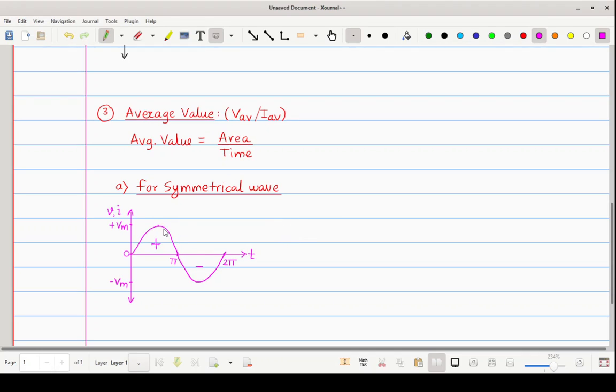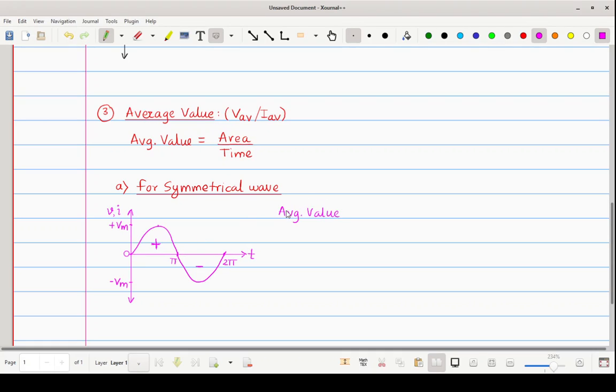So friends, you have to remember one thing. If you have a symmetrical waveform, you have to calculate the average value only for any one of the half cycles. Because if you calculate the average value for the complete cycle, the positive area is exactly equal to the negative area, the positive area will cancel out the negative area and your average value becomes 0. So for a symmetrical wave, the average value is always calculated for any one of the half cycles, either positive or negative.